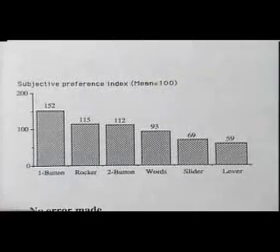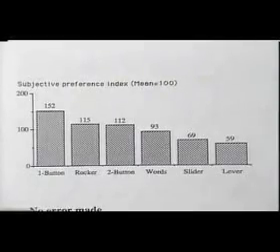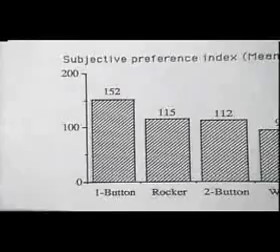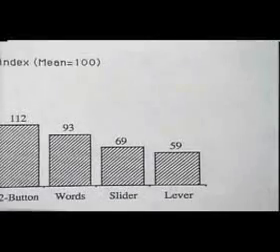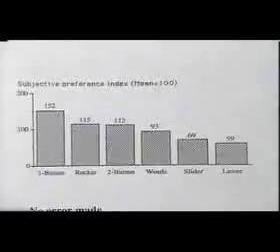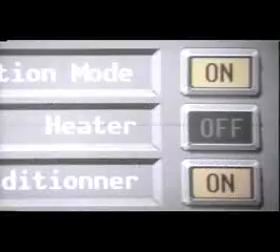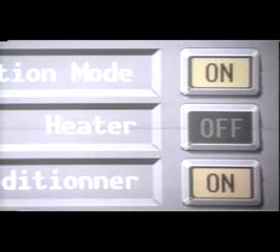A fairly consistent ordering was found. For example, here the subjective preference index shows the ordering 1-button, rocker, 2-button, words, slider, and lever. The 1-button and rocker were significantly preferred over the slider and lever. Nevertheless, we observed some important individual differences. We think that the 1-button was preferred because the graphic design is relatively simple and the state is easily read. But the problem remains that push buttons are not always recognized as toggles.